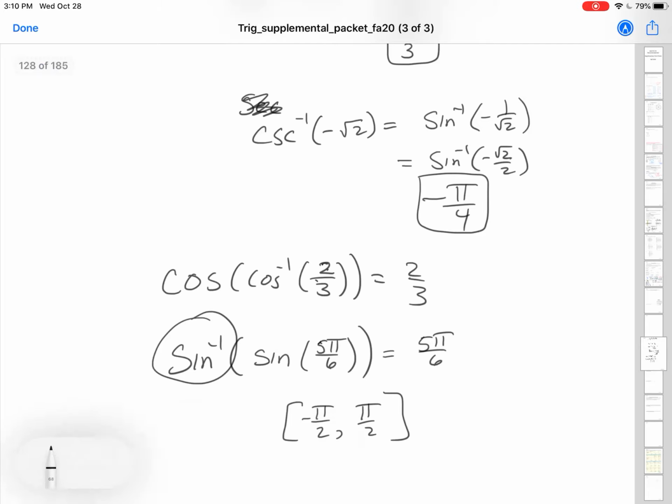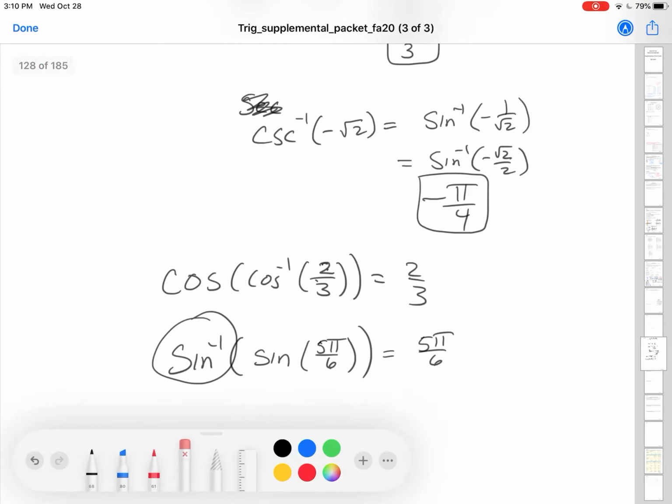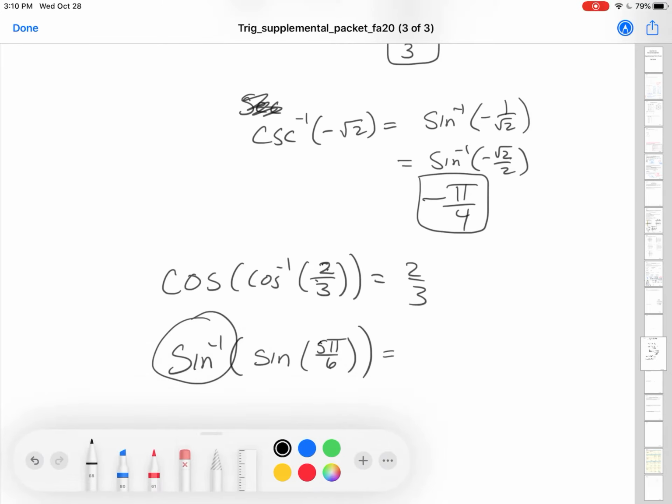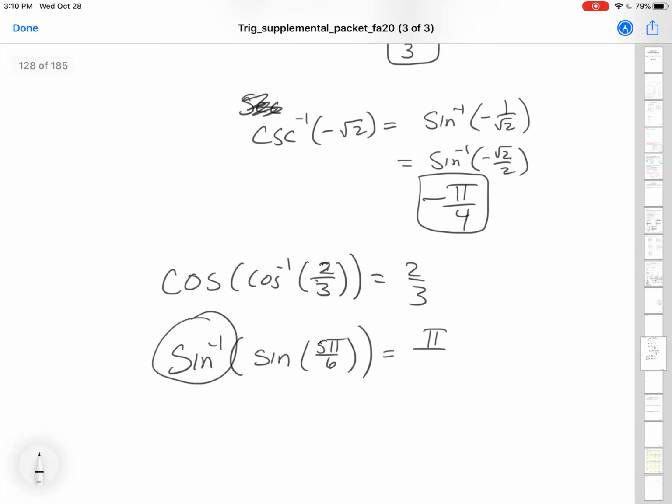So we have to think for a moment. Talk to me about 5 pi over 6. Where is it? Well, it's in quadrant 2. It's a quadrant 2 angle and sine's being applied to it, so that's positive. You're taking sine inverse of a positive number. This is going to be pi over 6 in the first quadrant. So you can minimize your work.